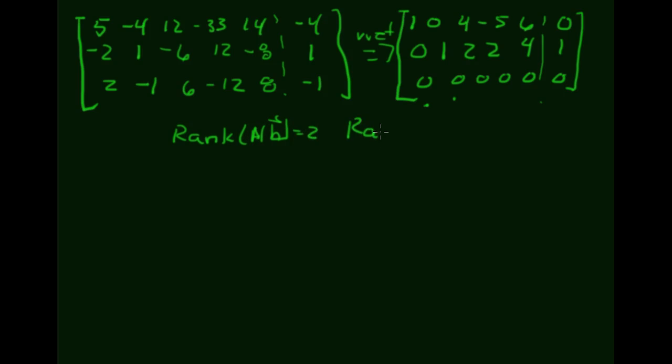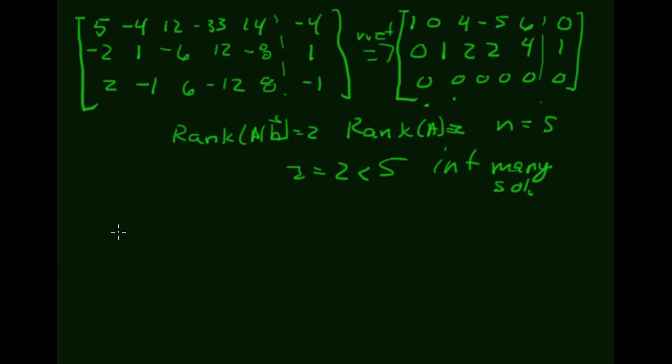The rank of A is 2. We have n variables, so 2 equals 2, which is less than 5 variables, right? So which is less than 5, so I have infinitely many solutions. Okay, so again, solutions here have 5 variables. So the particular solution that I'm going to use here is 0, 1, 0, 0, 0.